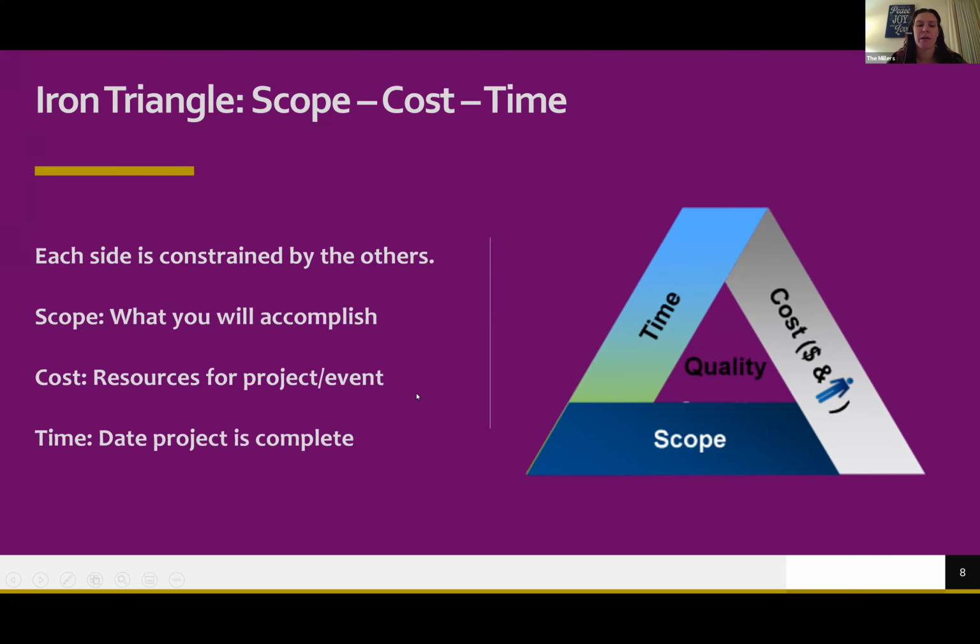So scope is what you're going to accomplish. Simple as that. What is that set of deliverables that you're responsible for? Cost is any resources. So that can be money. That can also be physical space. It can be people for the project or event. And then time is the schedule, the date by which your project is supposed to be complete.